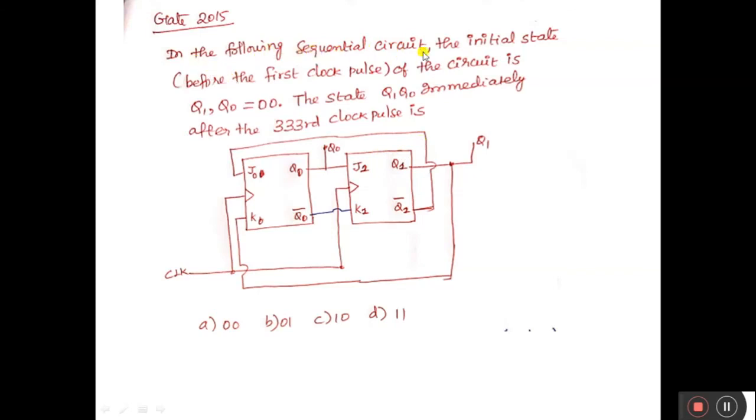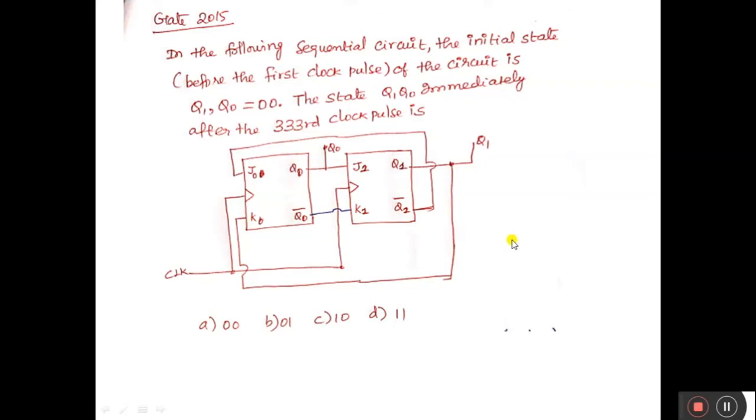In the following sequential circuit, the initial state, that is before the first clock pulse of the circuit, Q1 Q0 is 0 0. The state Q1 Q0 immediately after the 333rd clock pulse is: option A 0 0, option B 0 1, option C 1 0, option D 1 1. The question is the state Q1 Q0 immediately after the 333rd clock pulse.